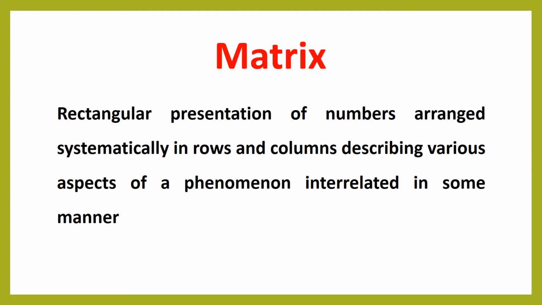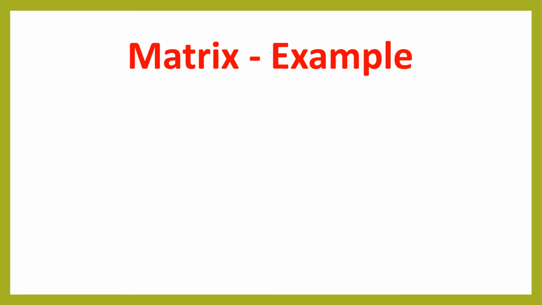The term matrices is the plural of matrix, and matrix is a rectangular presentation of numbers arranged systematically in rows and columns, describing various aspects of a phenomenon interrelated in some manner. So, matrix is a rectangular array of numbers. And now, for making the concept of matrix more clear, let us take an example.